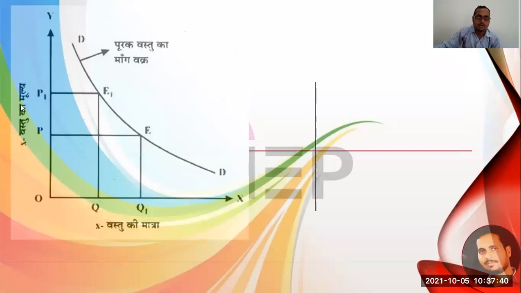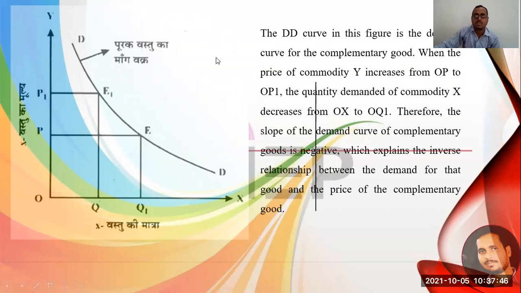Here is the price of the Y commodity and here is the amount demanded of the X commodity. So in this diagram, we can say that if the price of the ball increases, then the demand for the bat decreases. Here is the ball's price, and here is the demand for the bat. If the price of the ball increases, students, in this situation the demand for the bat decreases. So this is the example. This is the perfect diagram for this.